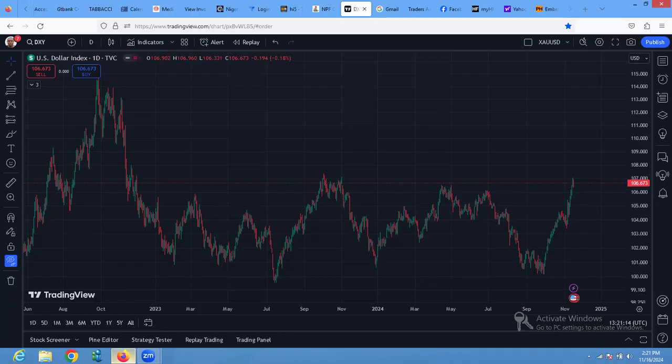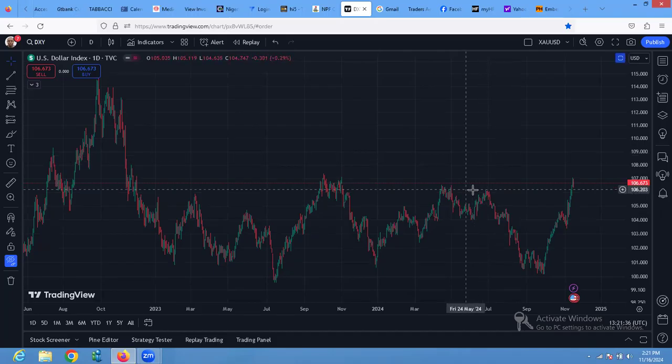We want to update ourselves on what is happening on DXY. You look at a couple of instruments. Today, I'll be adding a new instrument. That's Pound USD. Now, what do we have?